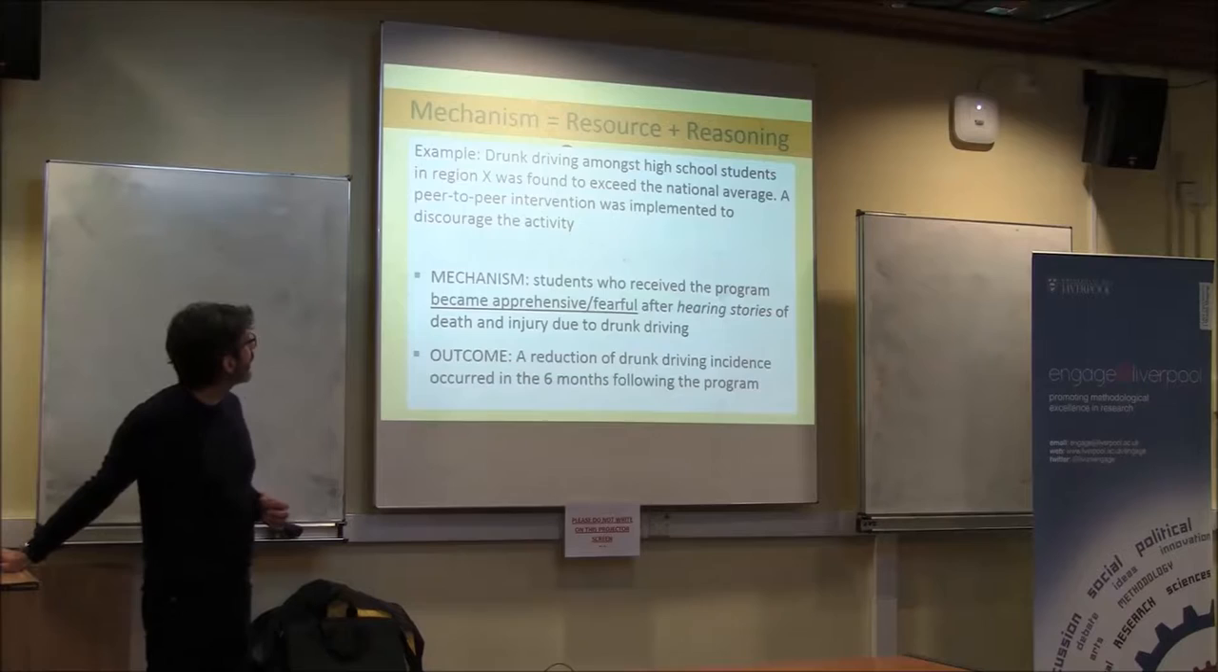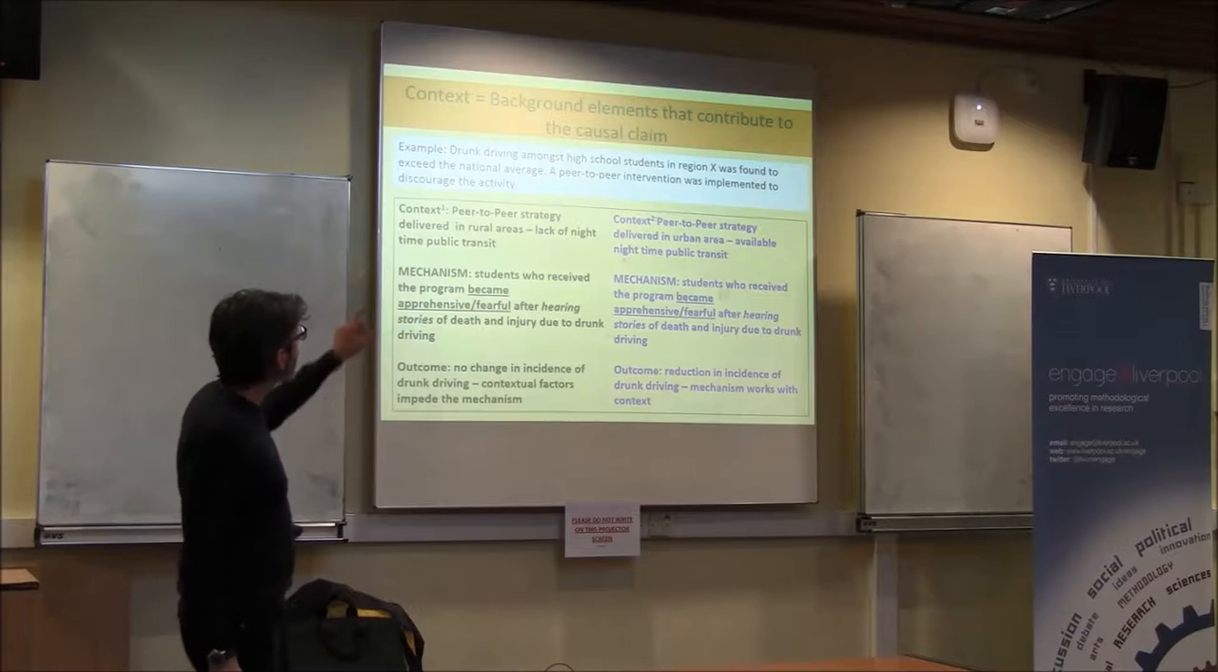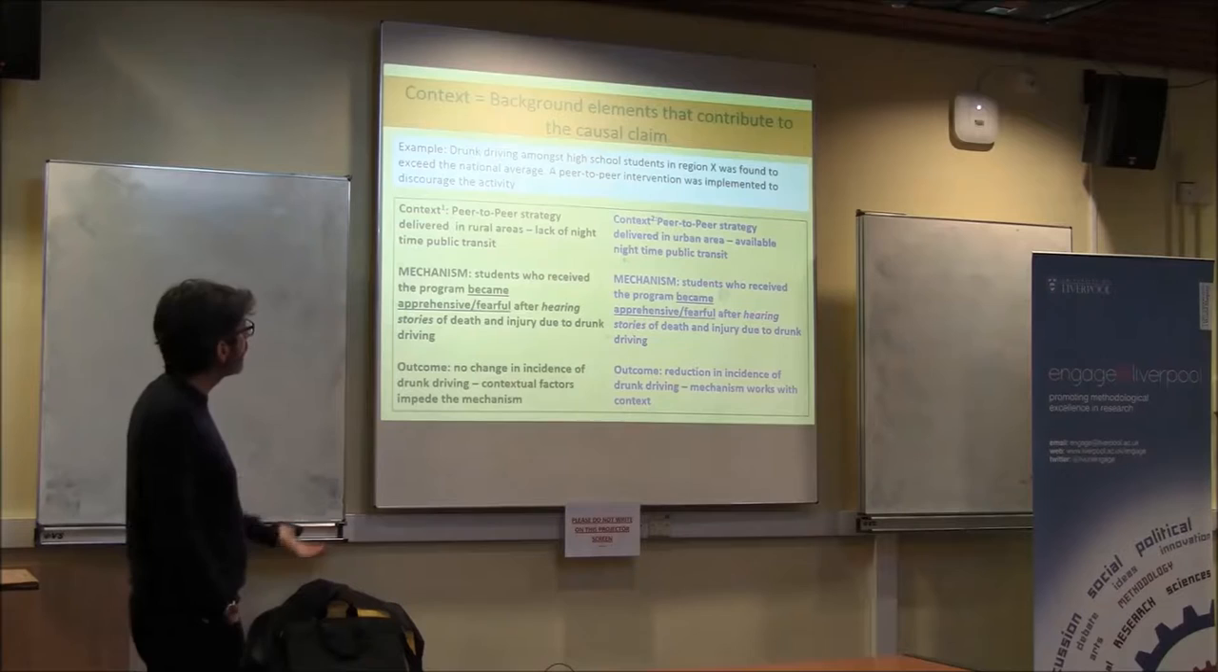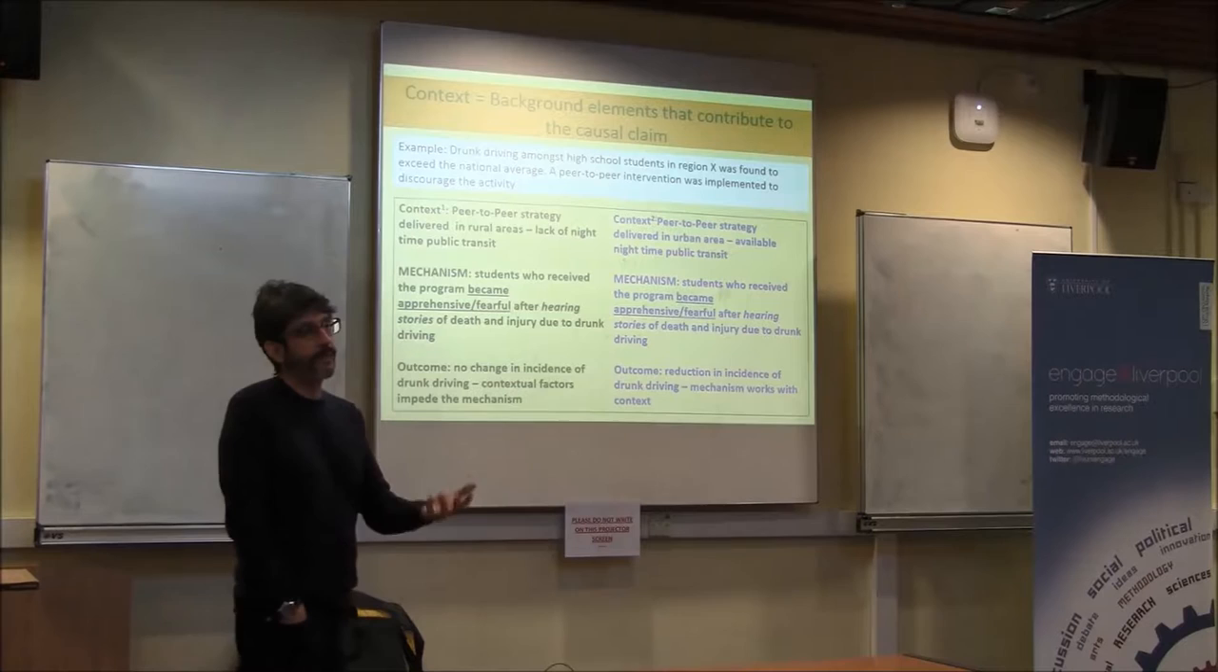Now we're going to add context. Okay? So remember what I said about context: background elements that contribute to the causal claim. So again, same situation. We have drunk driving amongst high school students in Region X was found to exceed the national average. A peer-to-peer intervention was implemented to discourage the activity. So say they did it in one locale, it really worked, so now they've scaled it up across the country.